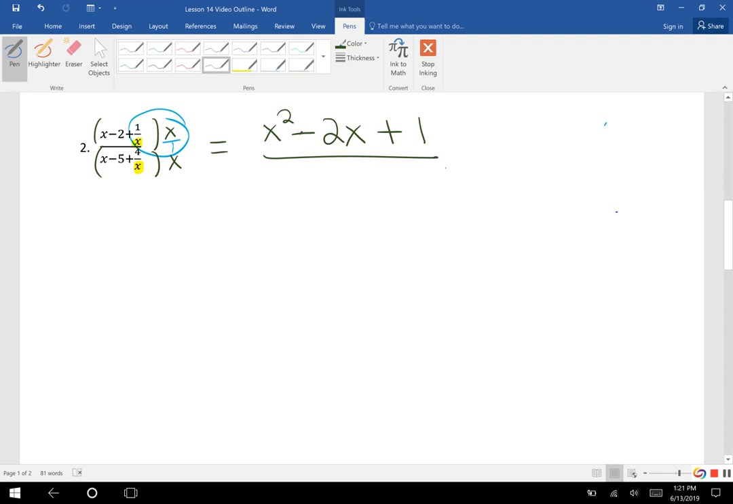Something similar happens on the bottom. We get an x squared minus 5x. And then again, that last term, 4 over x times x over 1. The x's cancel, and you're just left with a plus 4.